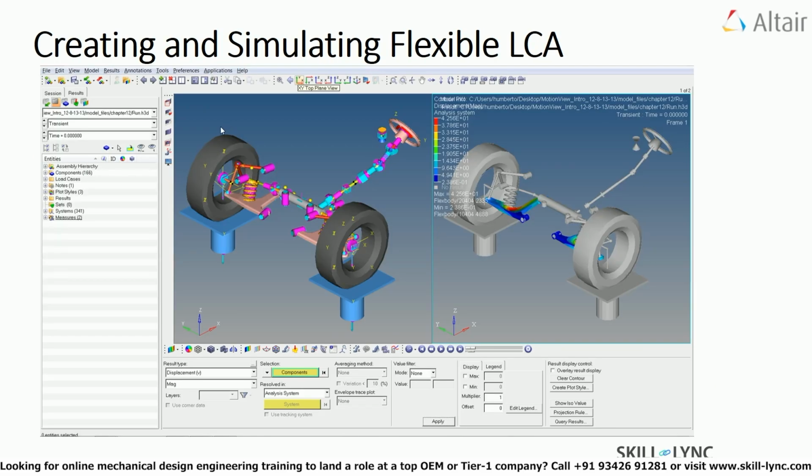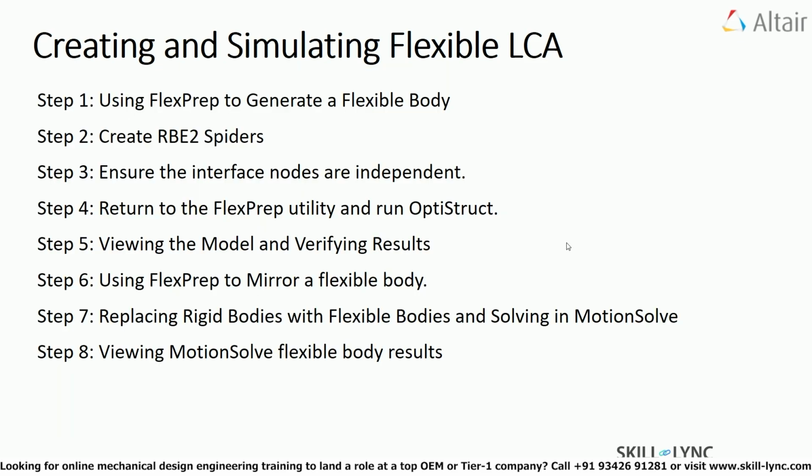So we'll be creating and simulating the flexible lower control arm in our exercise demo. As you can see, we can get the suspension system which is already there in the MotionView library, and then after importing the suspension system which has the rigid lower control arm, we'll be replacing it with the flexible lower control arm both on the left hand side as well as on the right hand side. And then when we perform the analysis and run the animation, we can see the stress and strain distribution on the lower control arms.